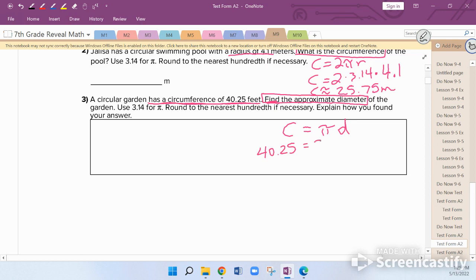40.25 equals 3.14d. And then how do we solve that? What operation? Division. Call it out. Division. Division.